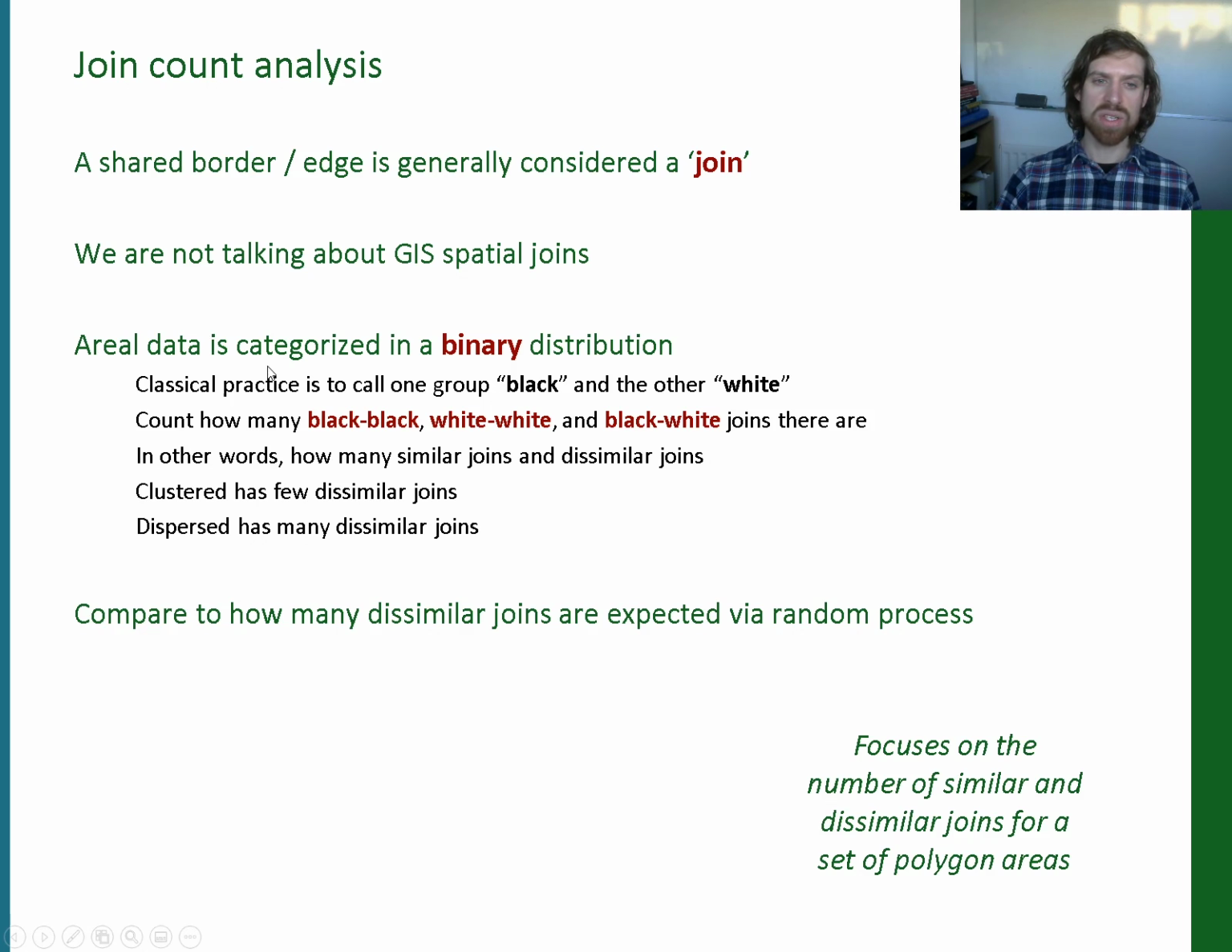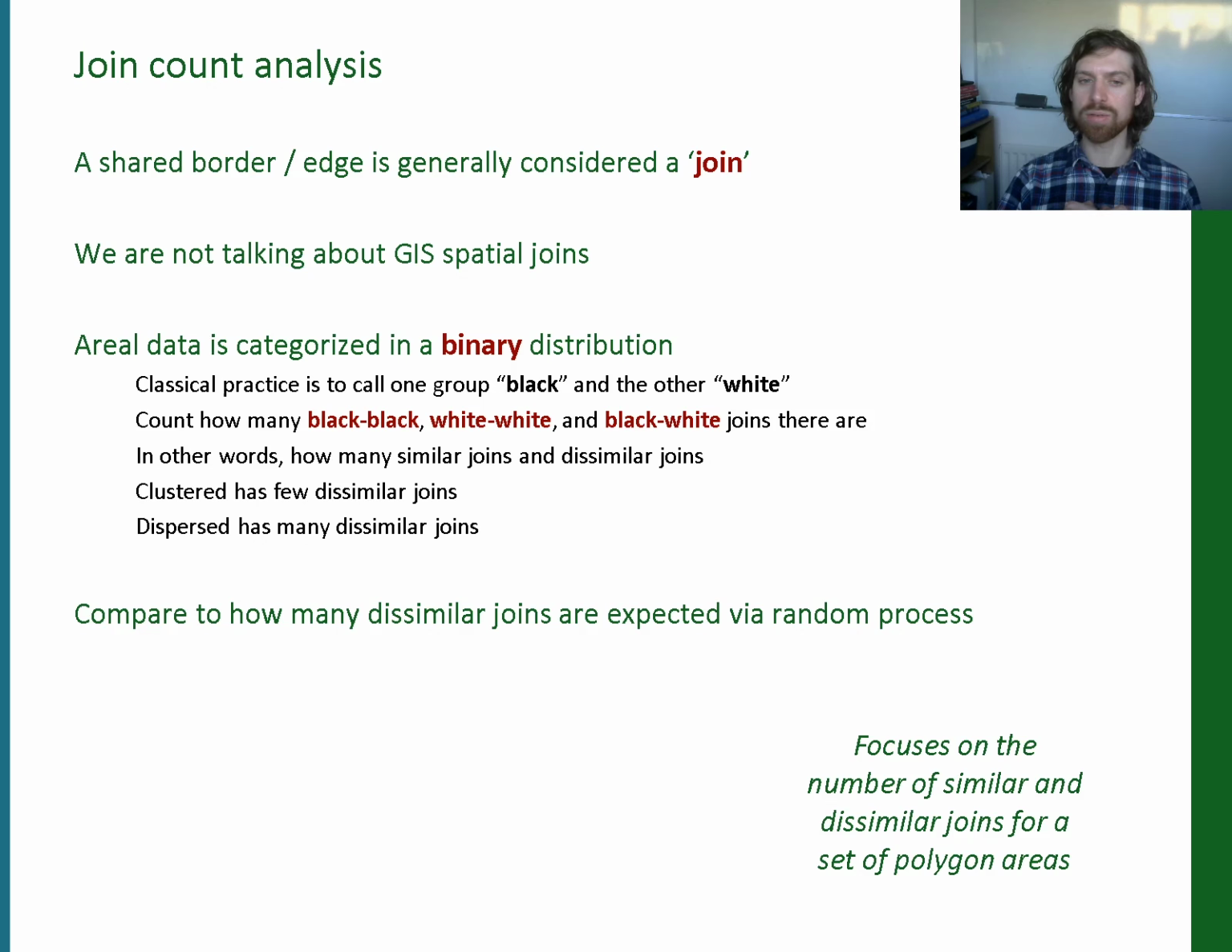And essentially what we need to do is categorize the areal data. So imagine we're looking down at this geographic information and we want to categorize it into a binary distribution. And the classical practice, which I was alluding to when I say black-white joins, is that they call one group black and another one white, and they look at how many joins there are between those different categories.